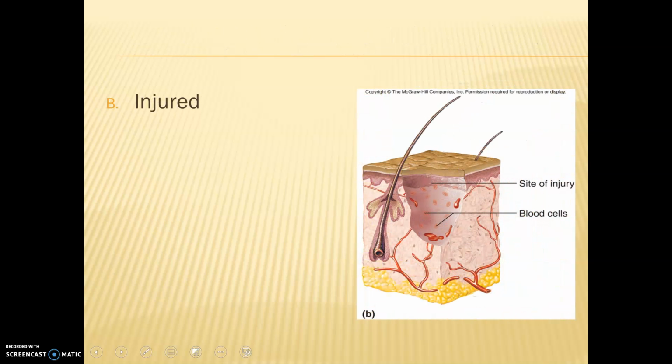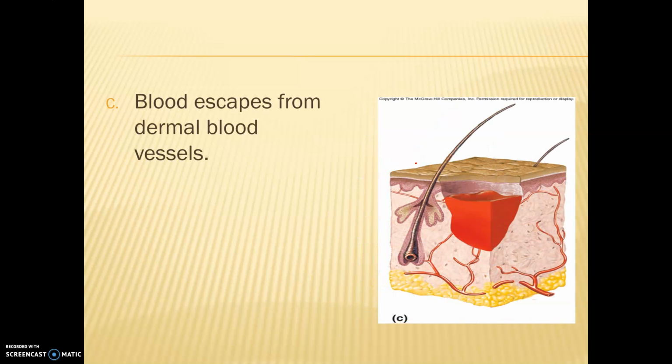But when we have an injury, we see a chunk of that is going to be missing. So what we're going to start to see is that since we have severed blood vessels here, we're going to see blood start pouring into our area that is injured, so our site of injury here. And we see that it went straight through our epidermis and into our dermis here. So what's going to happen is that blood is going to escape into this cavity right here where the injury occurred. So blood escapes from our dermal blood vessels.